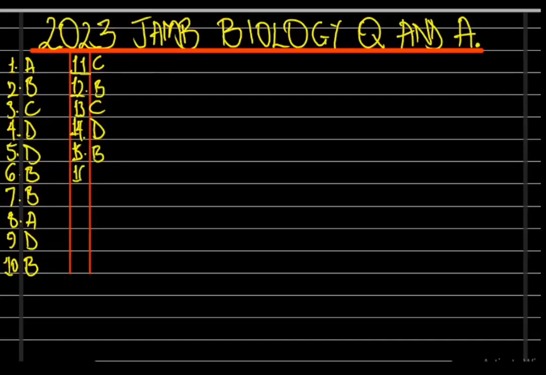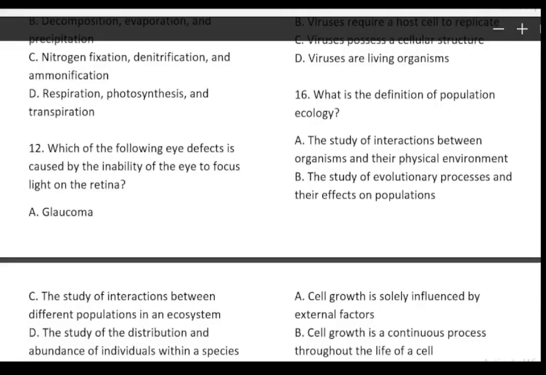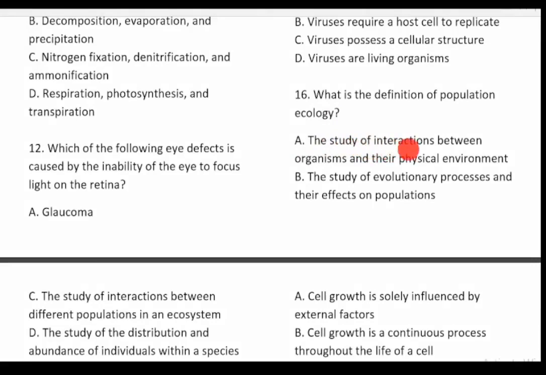Then we move to question 16. What is the definition of population ecology? A, the study of interactions between organisms and their physical environment. B, the study of evolutionary processes and their effects on population. C, the study of interactions between different populations in an ecosystem. And D, the study of the distribution and abundance of individuals within a species.